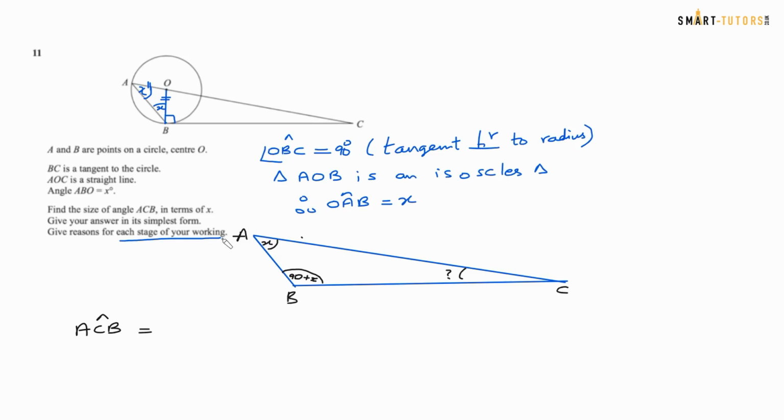So ACB, if you want to find out the ACB, all three angles add up to 180 in a triangle. So 180, take away the X and take away the 90 plus X. So 180 minus X minus 90 minus X. So collecting like terms, 180 take away 90 is 90, minus X minus X is minus 2X. So that is our final answer. ACB is 90 minus 2X.